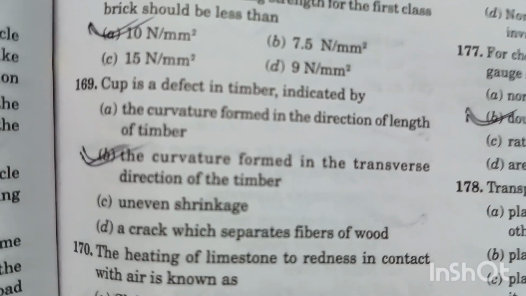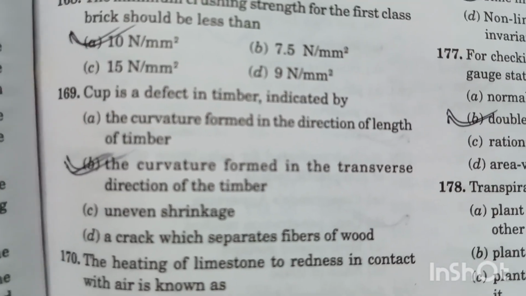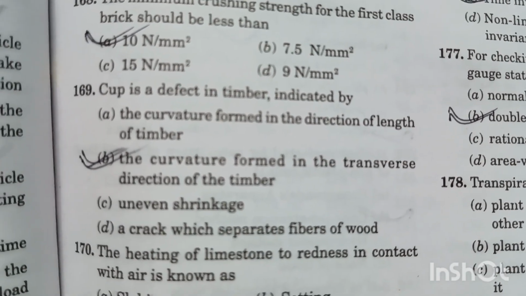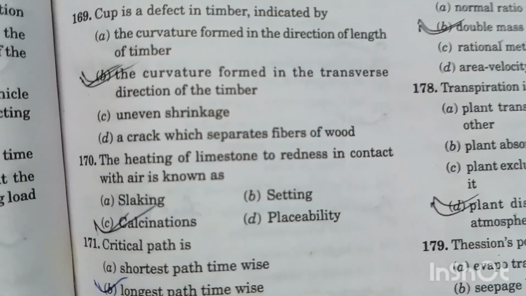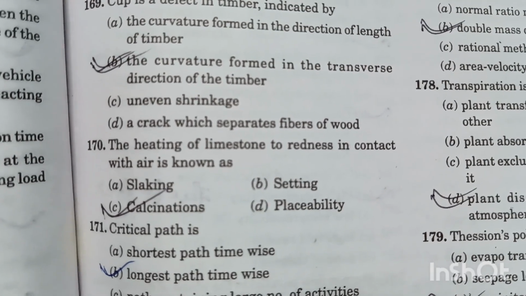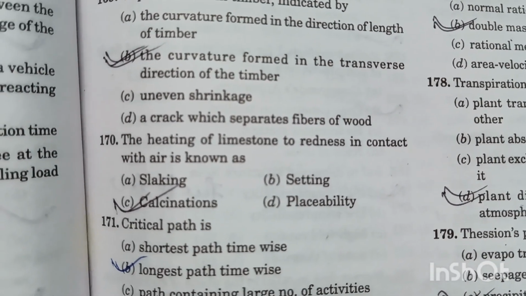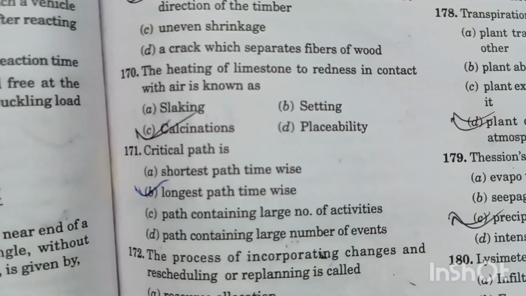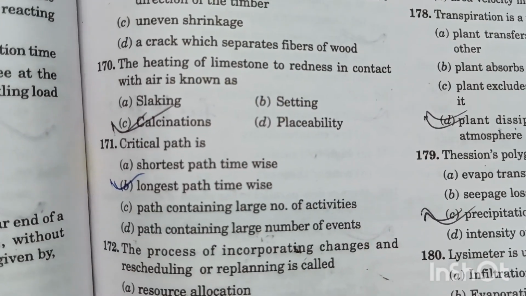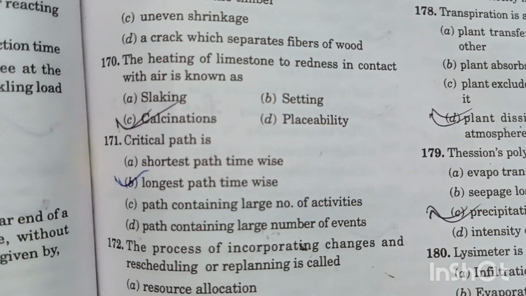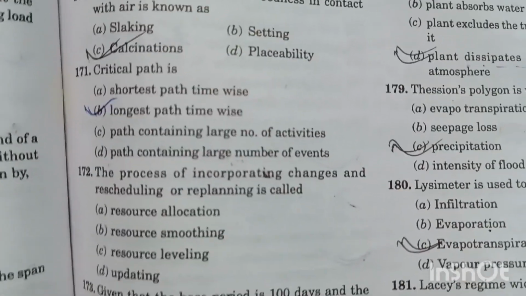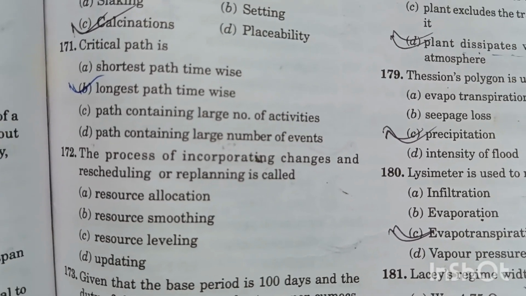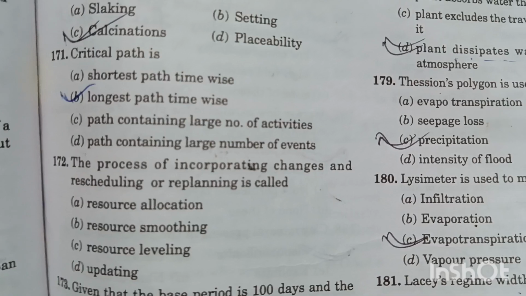Question number 169. Cup is a defect in timber indicated by the curvature formed in the transverse direction of the timber. Option B is the right answer. Question number 170. The heating of limestone to the redness in contact with air is known as calcination. Option C is the right answer. Question number 171. The critical path is longest path time wise. Option B is the right answer. Question number 172. The process of incorporating changes and rescheduling or replanning is called updating. Option D is the right answer.